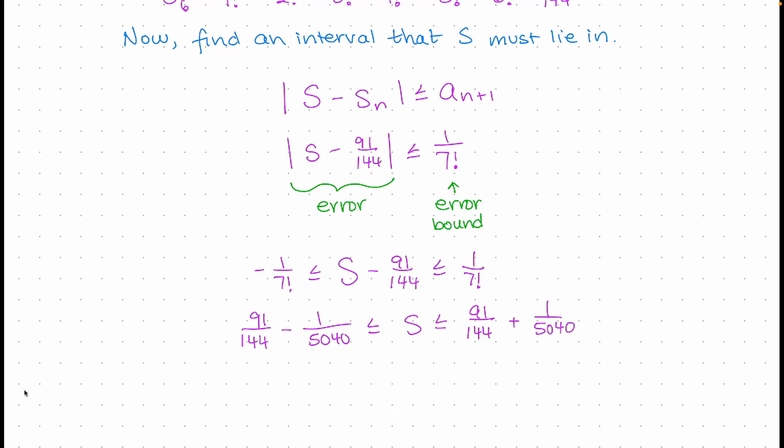Let's see how good it is. Let's see how narrow this is. So 91 over 144 minus 1 over 5040. That's 0.63174-ish. And then if I just change that to a plus sign, 0.63214. Very small window there. There you go. That's the alternating series remainder, error bound. So isn't that a much easier formula than we had before? Yes.